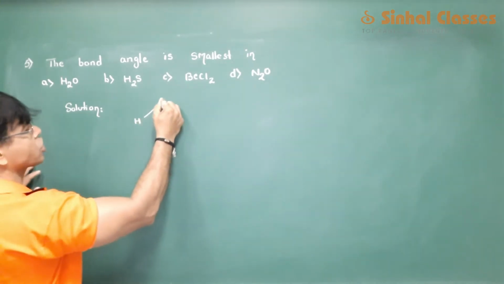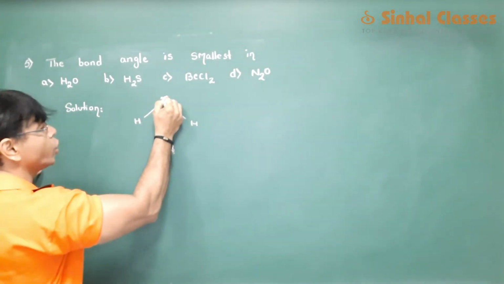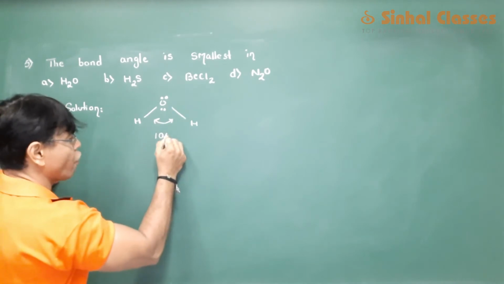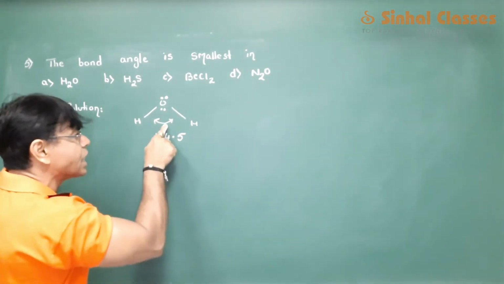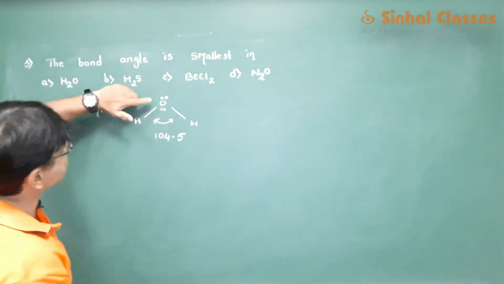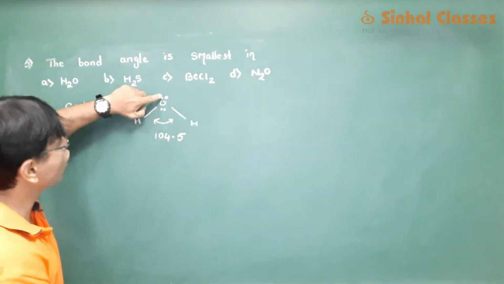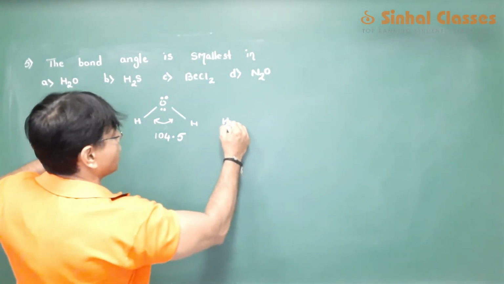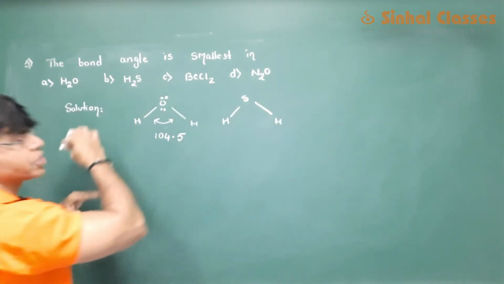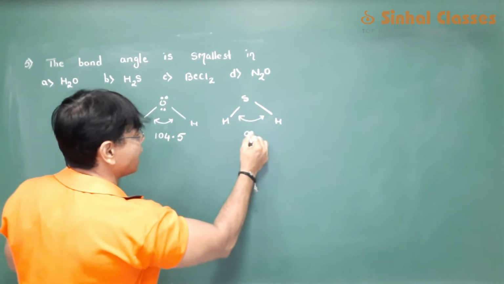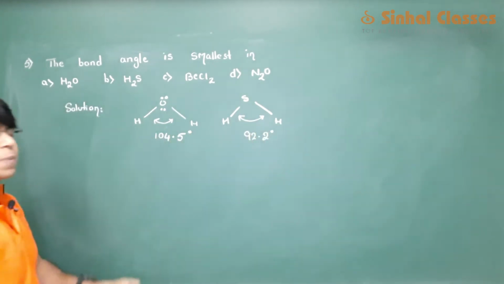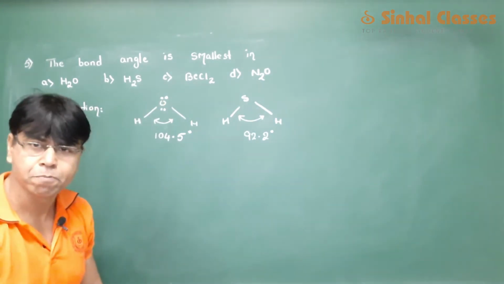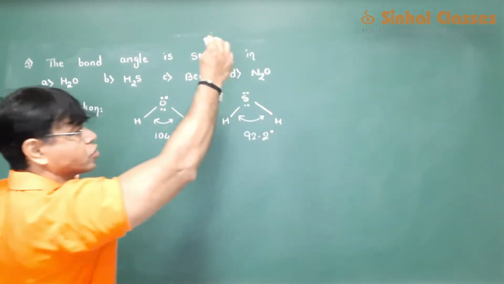Water has a bent structure, H2O, with two lone pairs. The angle of water is 104.5. This angle is influenced by two factors: the electronegativity of the central atom along with the lone pair, which affects the bond angle. Hydrogen sulfide also has a bent structure, but the angle here is 92.2 degrees. Now why is the angle less? Because the electronegativity of sulfur is less than that of oxygen.